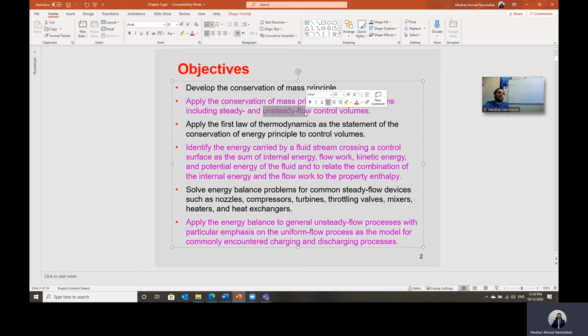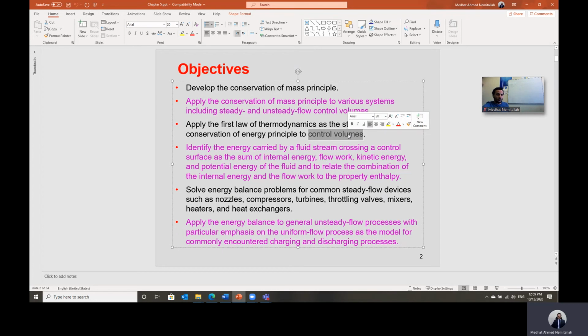In case of filling a tank, we have mass in, but we don't have mass out. So we have mass accumulation within the system. And in case of discharging a tank or leaking, we have mass out but no mass in, and we have change of mass within the system with time. This is called unsteady flow. So we'll develop the mass equation and apply it for steady flow and also for unsteady flow. Then we'll apply the first law of thermodynamics for control volume.